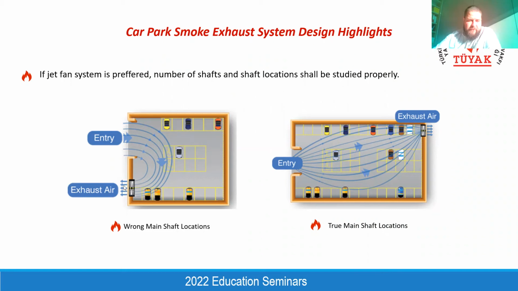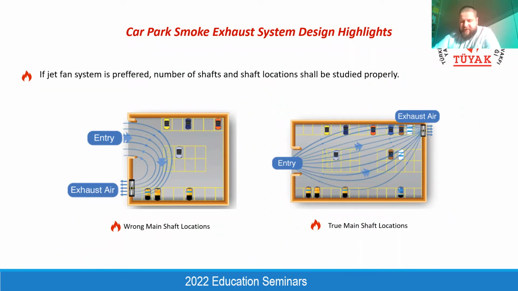If you locate these shafts very close to each other, then you will face some bypass and you cannot extract the smoke from the enclosed car park area. That's why you need to coordinate with the mechanical designer for the shaft locations, and you need to locate the shafts as far as possible from each other, so that the fresh air can be moved by jet fans and the smoke will be sent to the exhaust shafts and extracted from the building to the outside.